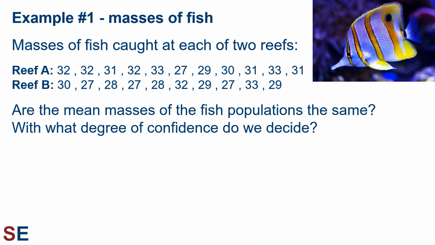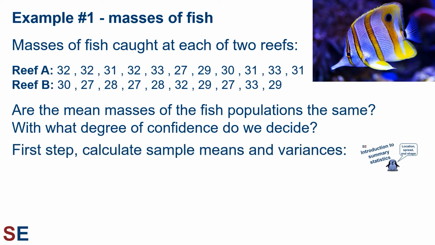For our first example, let's think about the masses of fish caught at each of 2 different reefs to see if their sizes are different. Our data is the individual masses of a sample of fish from each population, and the questions we want to ask are the means of the fish at the 2 reefs equal, and with what confidence do we decide? When doing an unpaired t-test, the first step is to calculate the means and variances for each sample. If you need a reminder on how to calculate these, check out the Stats Examples video on calculating summary statistics.